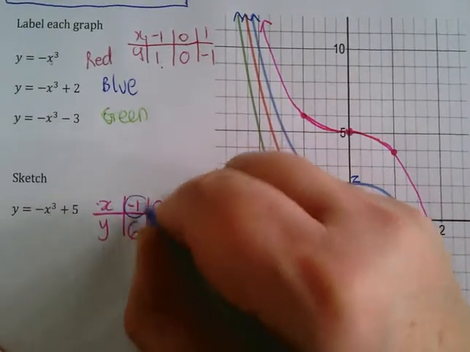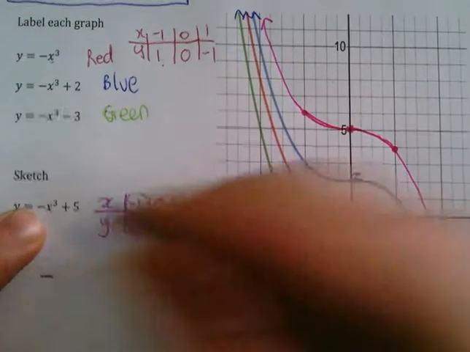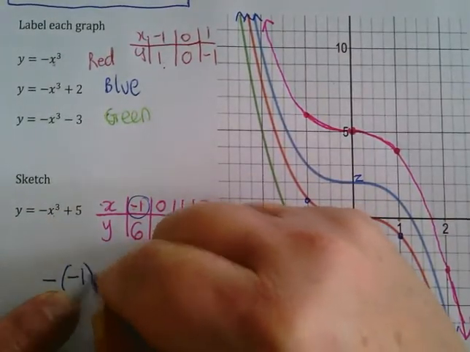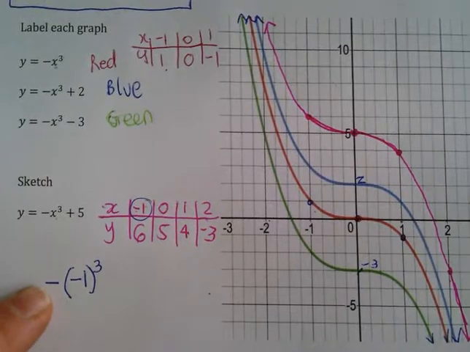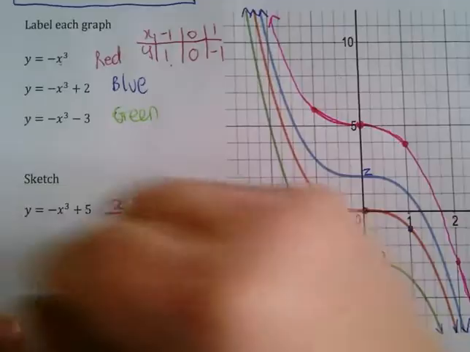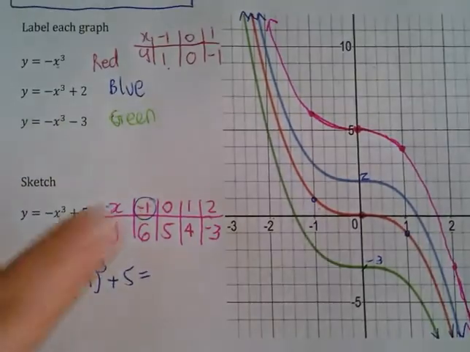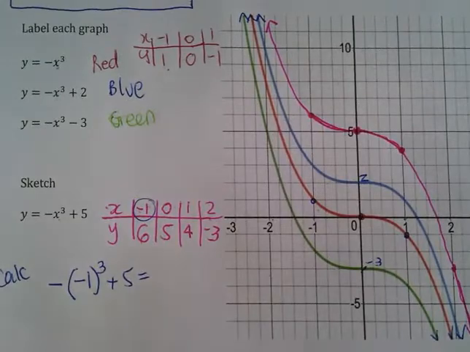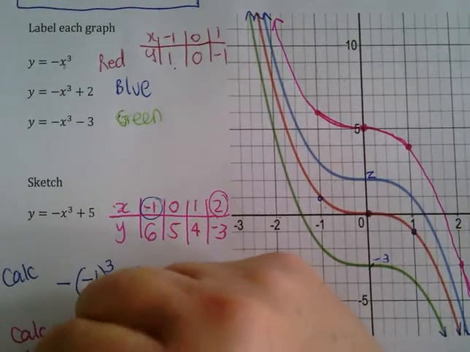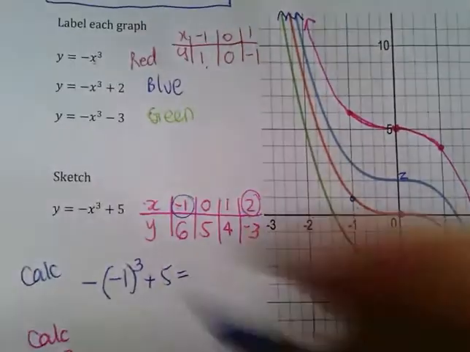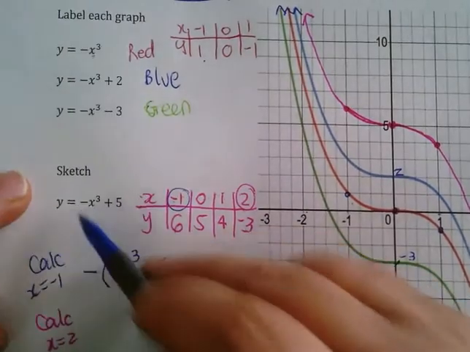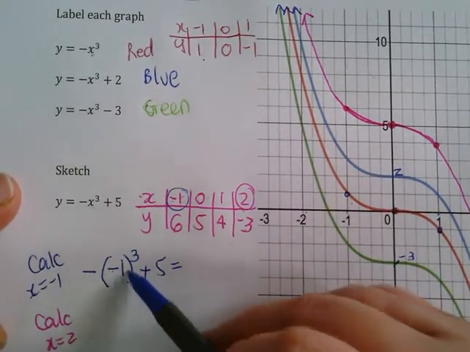Do this -1 on your calculator. You'd put the negative, bracket, -1, close brackets, 3. This has to be a negative bracket, -1 is what's being cubed, plus 5. That's what you put on your calculator for the -1. Got it? But for the 2 you've got to be careful on your calc for x is 2. So on your calc for x is -1, you put your negative, and then your x is actually -1, so you must put it in brackets.